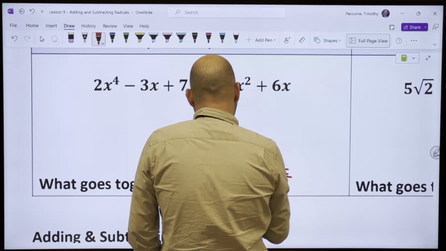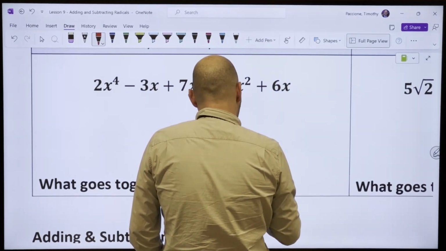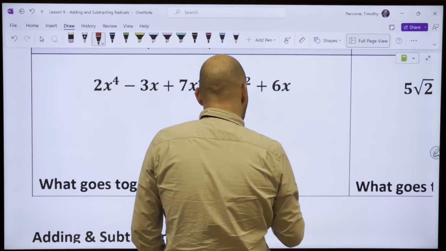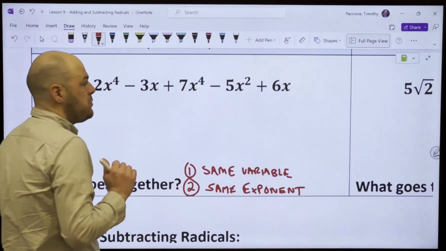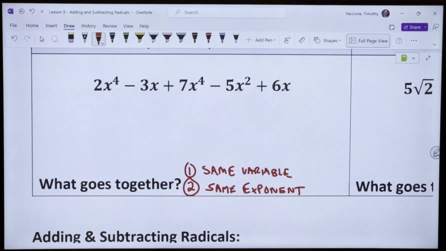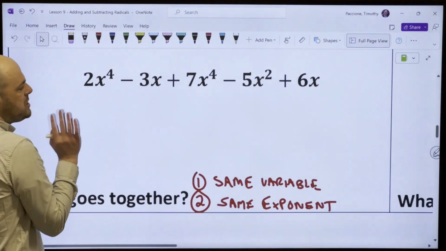Same exponent. Now, these are all x, right? So we aren't really even worried about the variable here. We're just worried about do they have the same exponent, right? If there was a y in there, that couldn't be combined even if it had the same exponent, right? Okay, so there's a bunch of different methods for this.